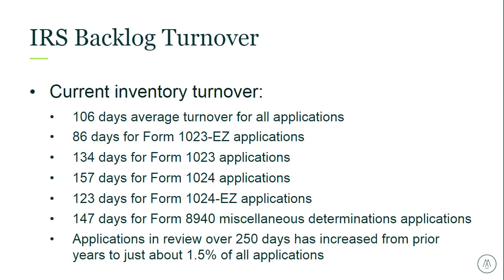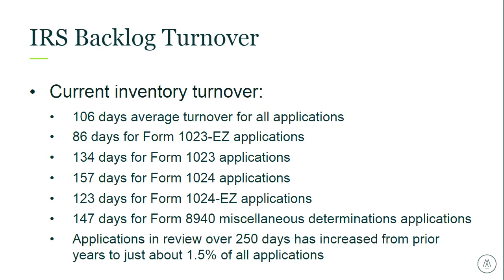So here's what the current inventory turnover looks like. The average is about 106 days for the IRS, once they receive your tax-exempt application, to the time that they end up processing or really going through the details. It's 86 days for the Form 1023-EZ, 134 days for the actual 1023 application, which is the much larger application process, 157 days for the Form 1024. The Form 1024 is for all other tax-exempt organizations that are non-501(c)(3)s. And then 123 days for the 1024-EZ application.